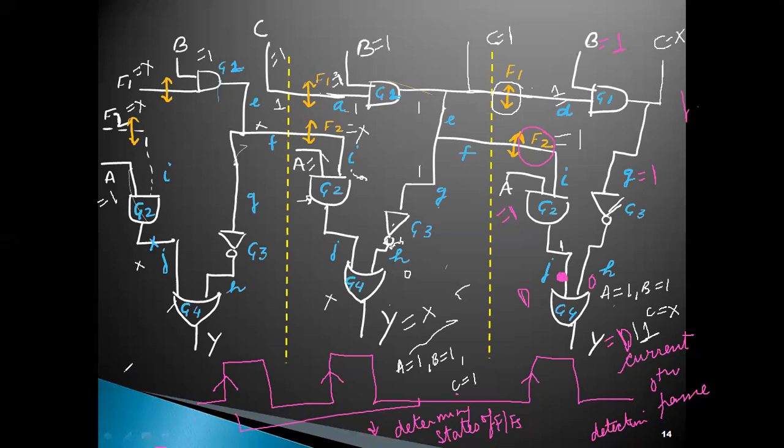But this requires a sequence of vectors in 3 time frames, which is A is equal to 1, B is equal to 1, C is 1 here. Next cycle also we have A is equal to 1, B is equal to 1, and C is equal to 1. And in this cycle, A is equal to 1, B is equal to 1, and C is equal to X. So we are able to analyze this circuit in 3 time frames, in which we have to move back to the previous cycles only to determine the values of F2 and F1.